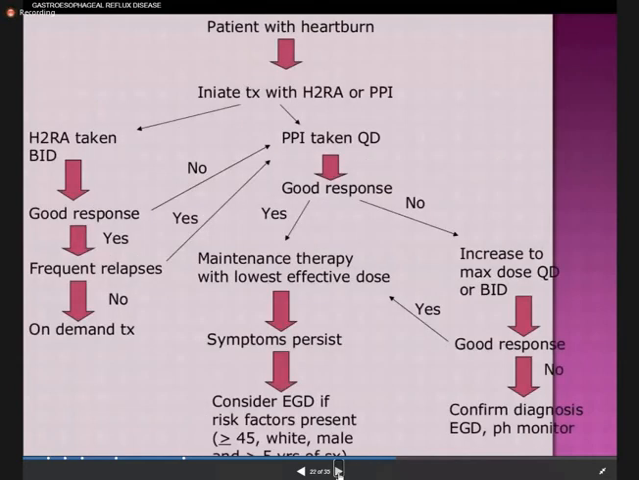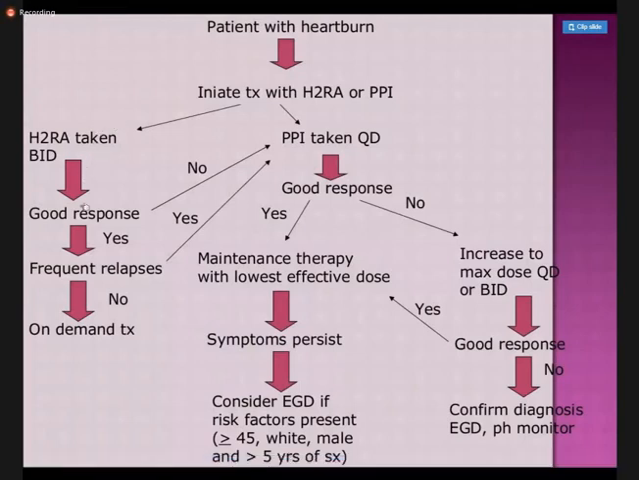Okay, so this is the algorithm of treatment. This is a very good algorithm. For patients with heartburn, you initiate the treatment with PPI or H2 receptor antagonist. But again, remember that the patient should not have any alarm symptoms. If you look at the left side of the panel, if the patient has got good response, yes, continue the treatment. And if there are no frequent relapses, then after 2 or 4 weeks, you continue to on-demand treatment.